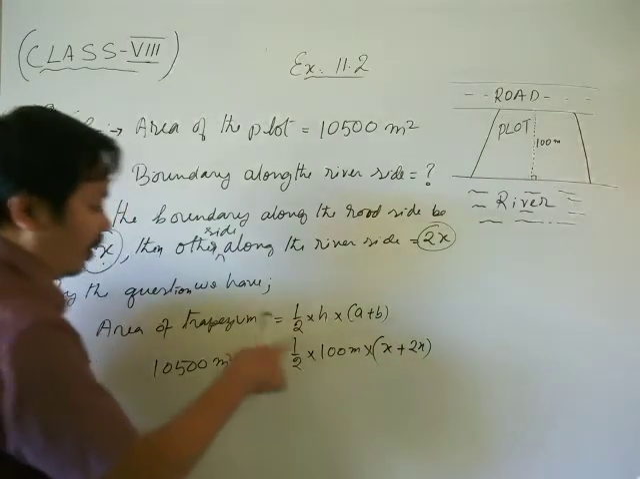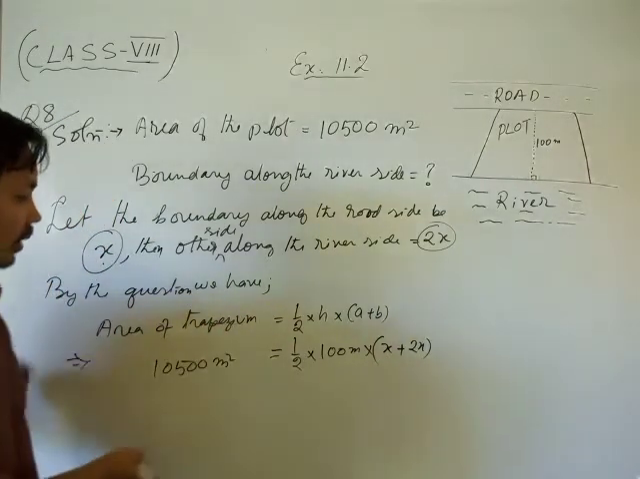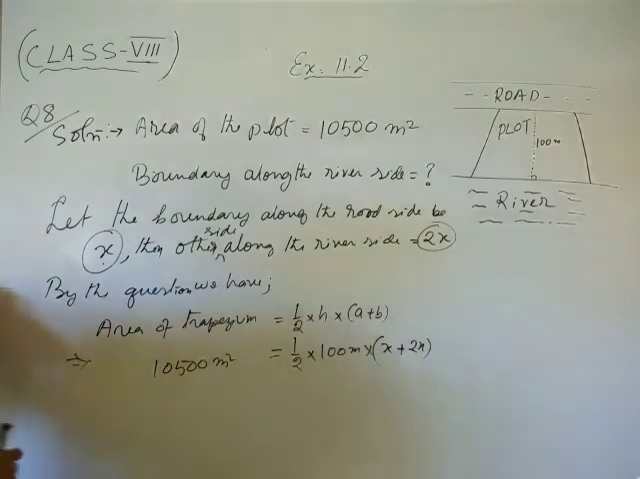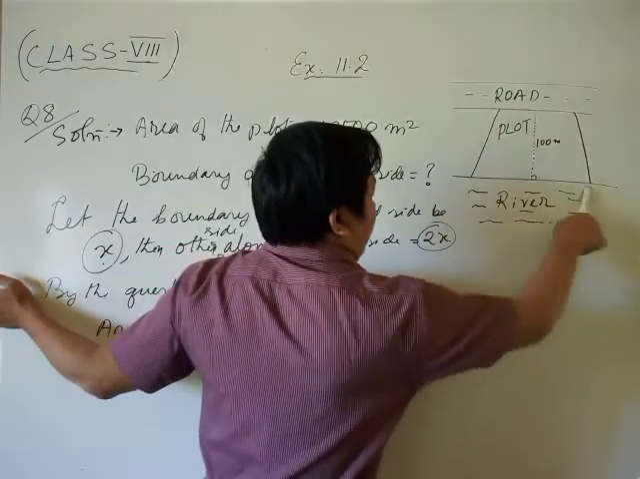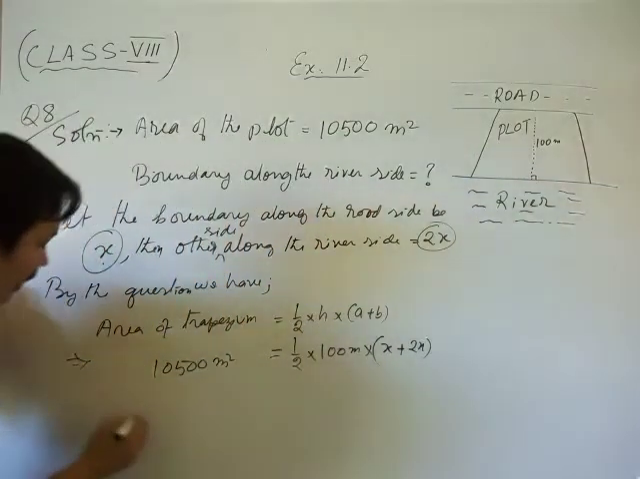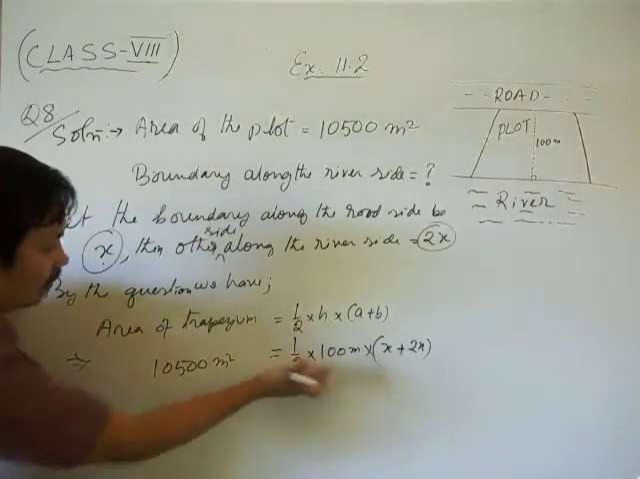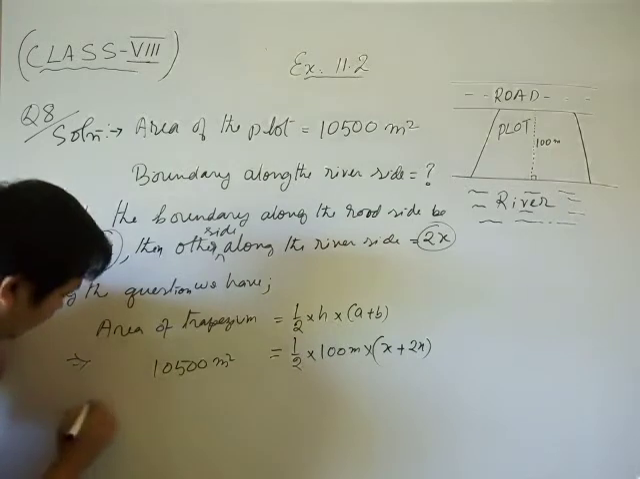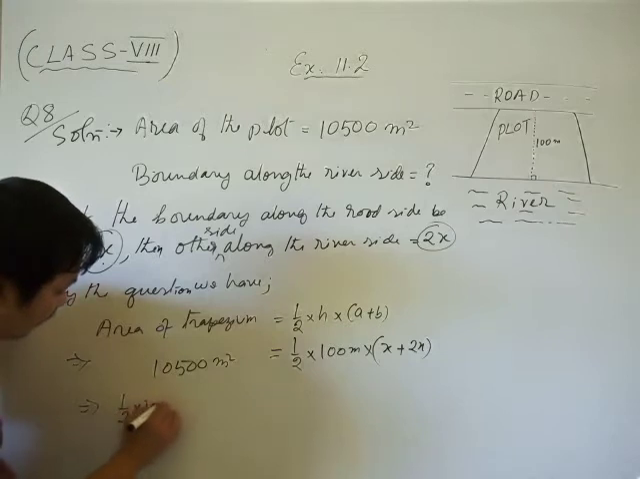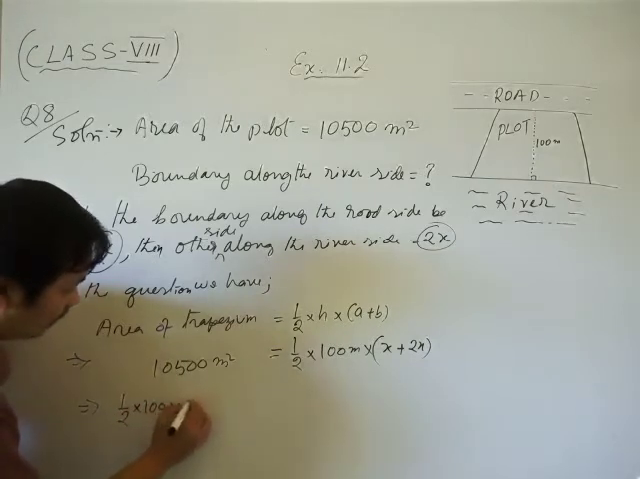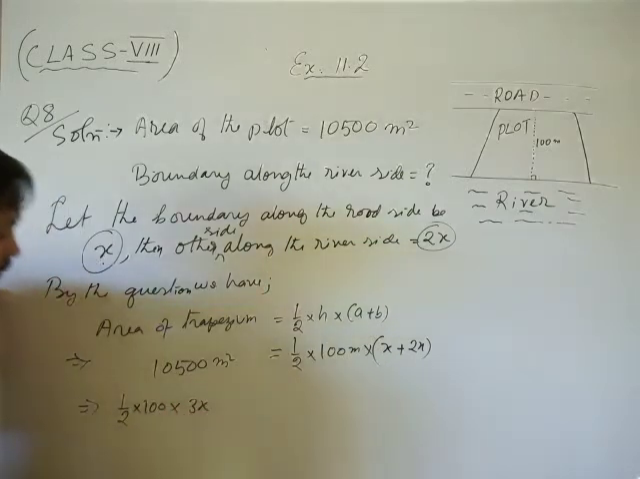From here we will find out the x value, then we will get the length of the side, or length of the border around this. Okay. So I want to write all this part here: 1 by 2 into 100 into x plus 3x, that will be 3x.